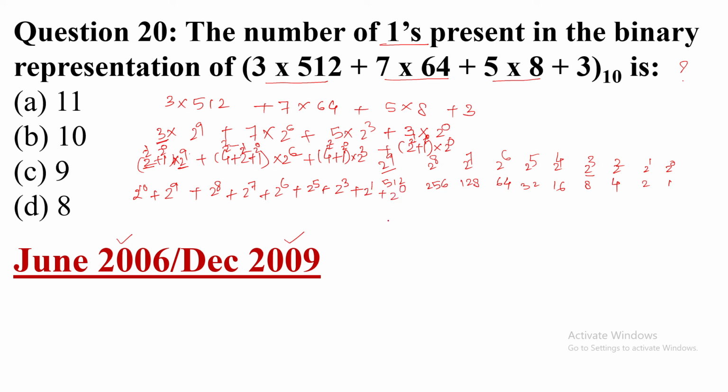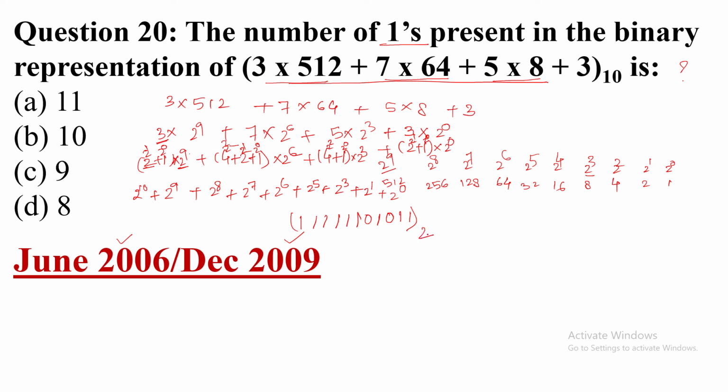So now write: 2's power 0, that means at place 0 we write 1, place 1 is 1, place 2 is not given, so place 2 will be 0. Then place 3 is 1, place 4 is not given, so place 4 is 0, place 5 is 1, place 6 is 1, place 7 is 1, place 8 is 1, place 9 is also 1 and place 10 is also 1. So this is the binary conversion of this expression.